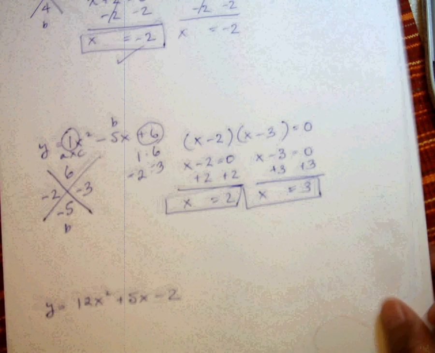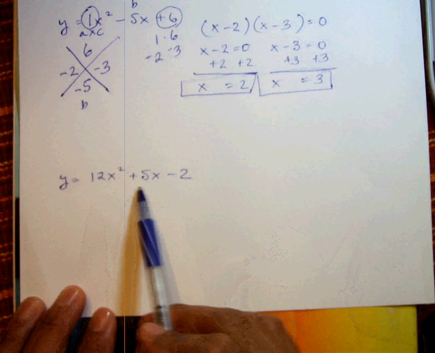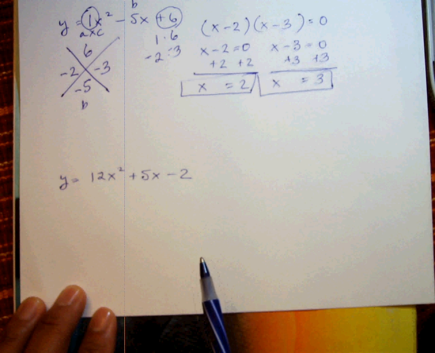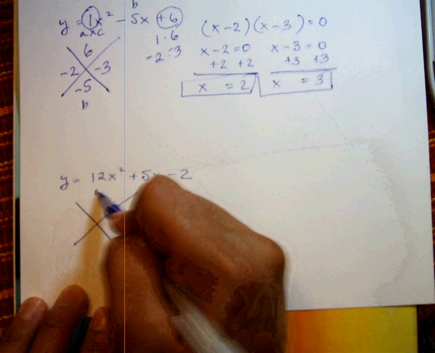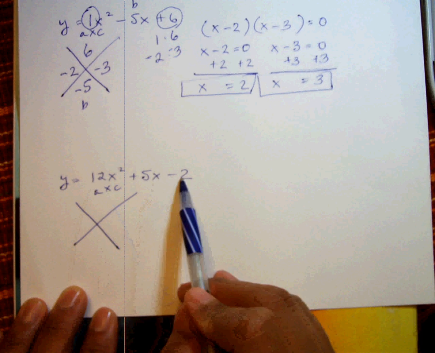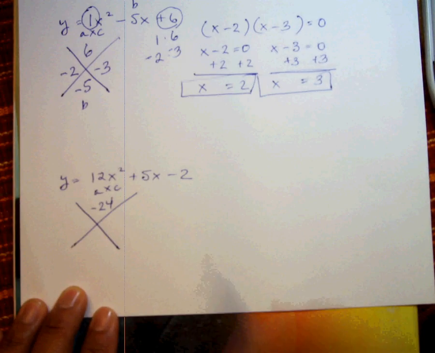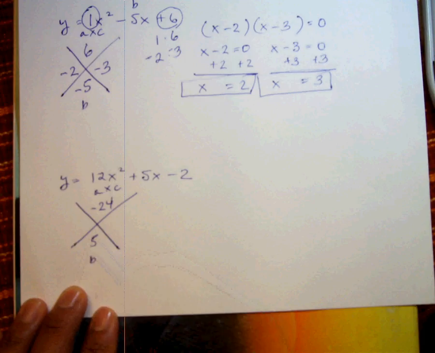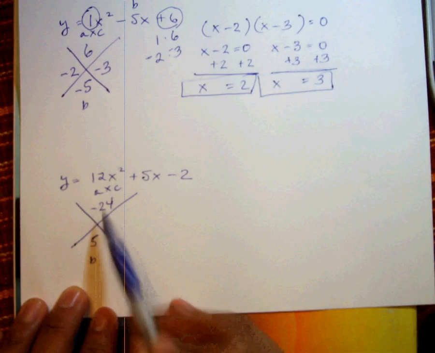All right, the last one. Now we have 12x squared plus 5x minus 2. Well, same thing. A times c on the top. 12 times negative 2 is negative 24. And then 5 is going to be for my b. Two numbers that multiply to give you negative 24 but add up to 5.